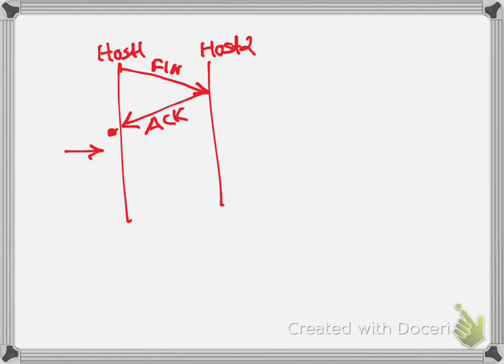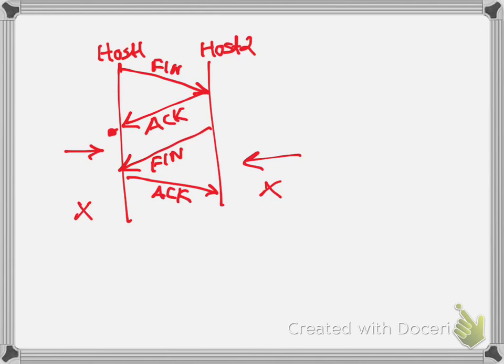But since TCP is a full duplex communication, data can still flow from host 2 to host 1. So if host 2 wants to stop, then host 2 will send its own fin, and host 1 will have to acknowledge it. Now data from this side will also stop, and then the connection will be released. So that is about your connection release.